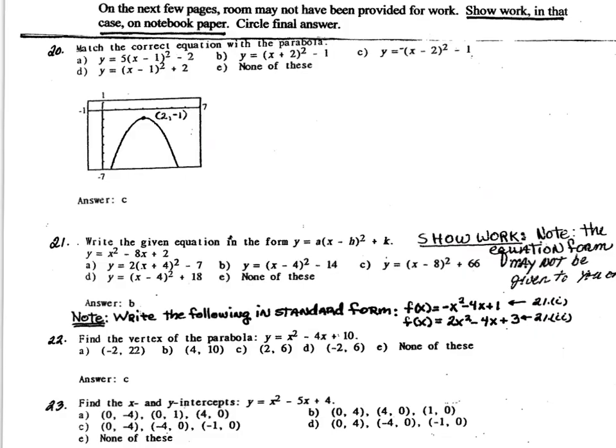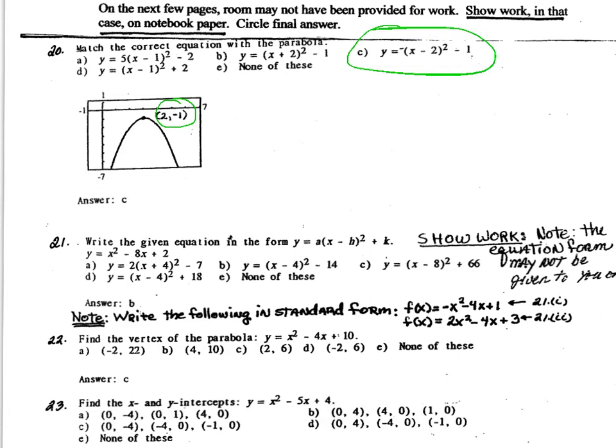For number 20, we want to match the equation of the parabola with the graph. So we know that this parabola has a vertex at (2, -1), so we must have an (x - 2) and a -1. And we also know that it's going down, so there must be a negative out in front, which means that it must be the answer C.